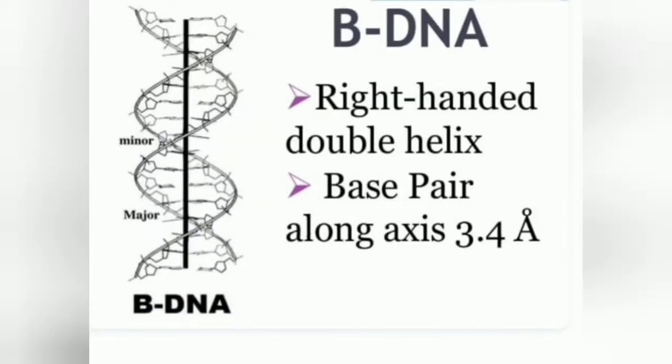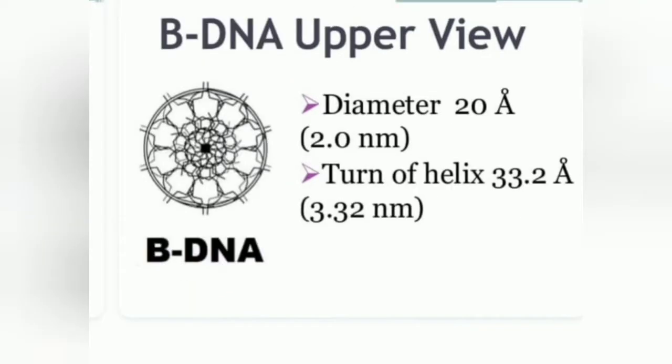Now come to B-DNA. B-DNA is also a right-handed double helix, with base pair along the axis 3.4 Angstrom, and the upper view of B-DNA has a diameter of 20 Angstrom, which is 2.0 nanometer, and turn of helix 33.2 Angstrom, which is 3.32 nanometer.